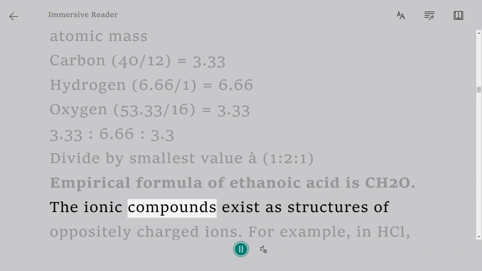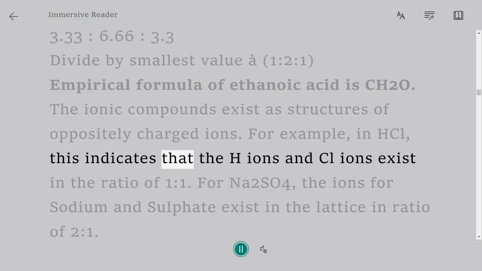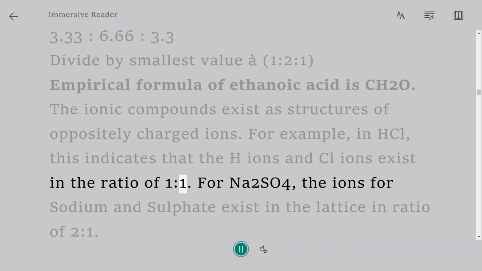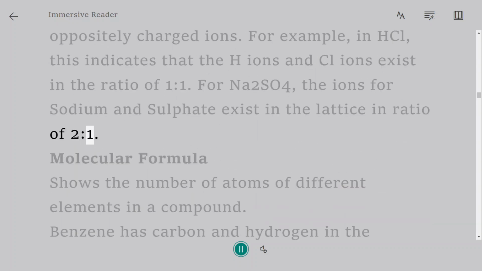Ionic compounds exist as structures of oppositely charged ions. For example, in NaCl, this indicates that the Na ions and Cl ions exist in the ratio of 1:1. For Na2SO4, the ions of sodium and sulfate exist in the lattice in the ratio of 2:1.